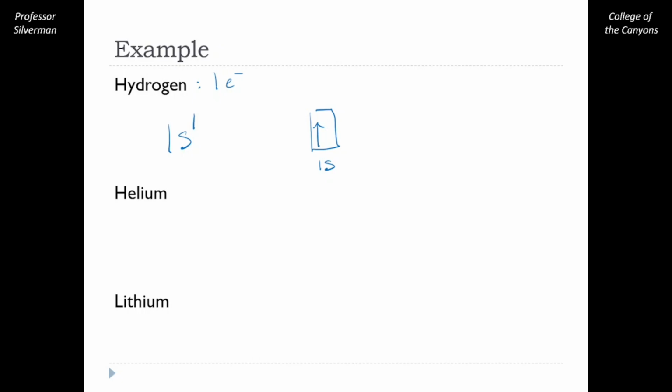Moving on to our second most simple atom, helium has 2 electrons.